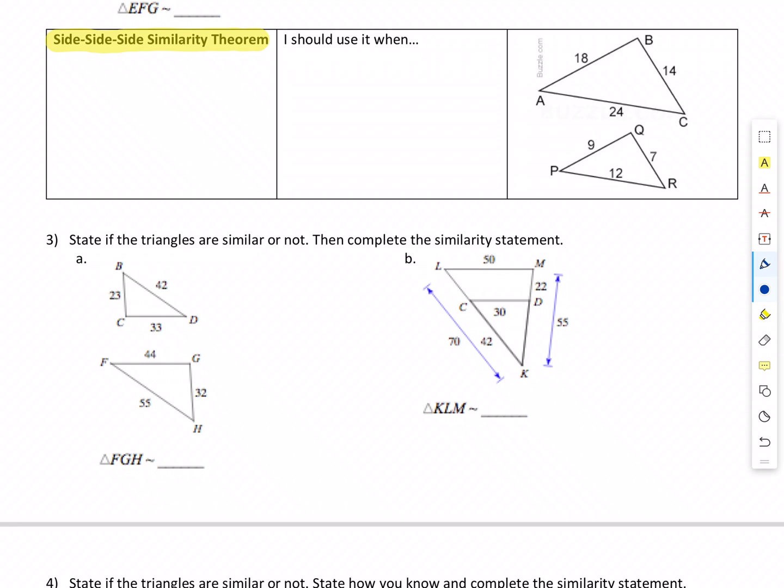Hey guys, so now our last similarity theorem is going to be the side-side-side similarity theorem. So we looked at the angle-angle similarity, so basically if two angles were congruent then it would be similar. The side-angle-side similarity, so if the two sides were proportional and the angle was congruent then they were similar. So now we're going to look at the side-side-side similarity. What this would be is basically if all three sides are proportional, then the triangles will be similar.